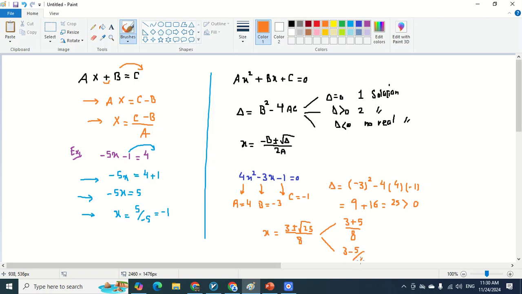So 3 plus 5 over 8 gives you the first real solution, which is 1, and this one gives you the second one. 3 minus 5 is minus 2 over 8, or minus 1 over 4, and minus 1 over 4 can be calculated as minus 0.25. So this will be the solution for the quadratic equation. I hope that you remember the formula for the quadratic equation as well.